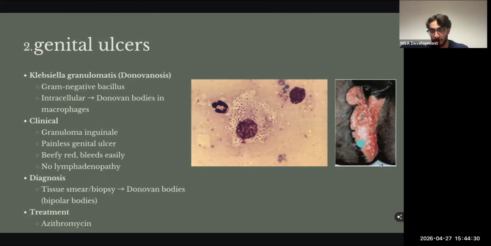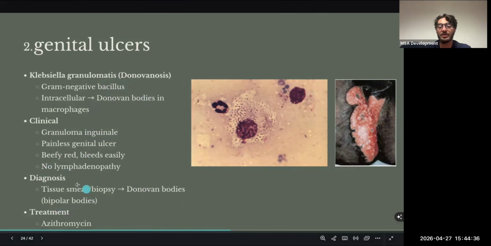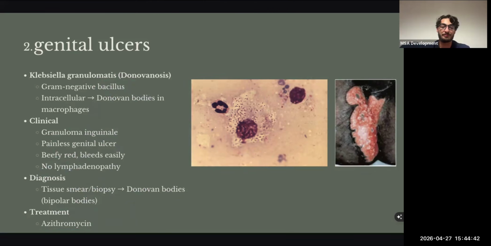This is what the lesion would look like. You can see it's beefy red and it looks like a lot of granulation tissue. All right. And how do you diagnose it? You could do a biopsy. You're going to see these Donovan bodies. Again, you treat it with azithromycin.